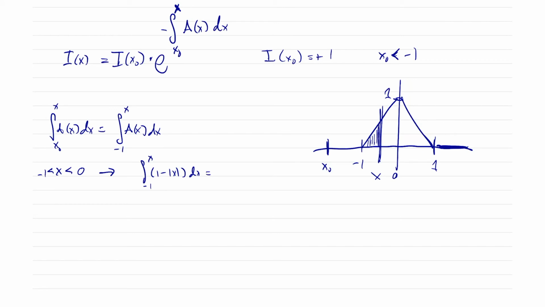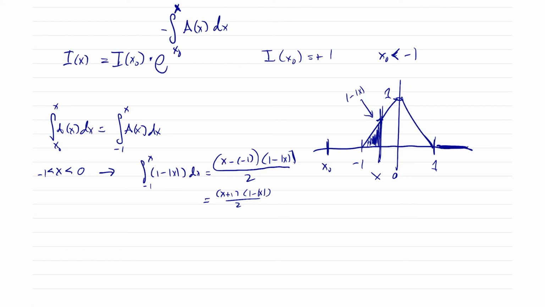And just basically geometrically, we're going to see that we have x minus negative 1 as a base of a triangle times 1 minus absolute value of x, and then we're going to divide by 2, right? And that's going to give us our integral. So we have x plus 1 times 1 minus absolute value of x divided by 2. Okay, so we can go ahead and put that in there.